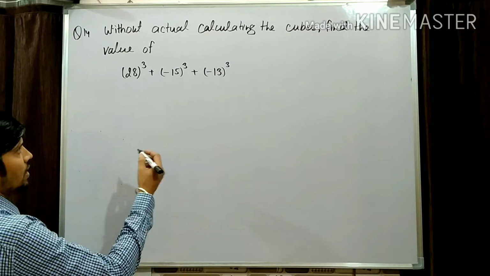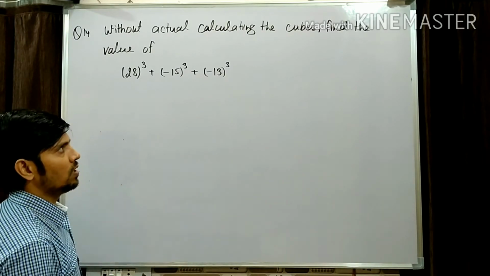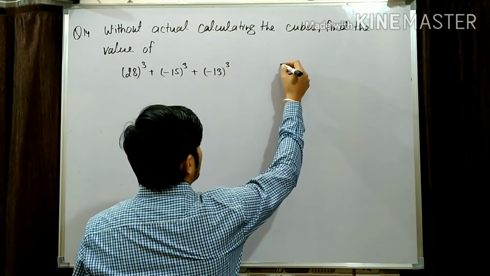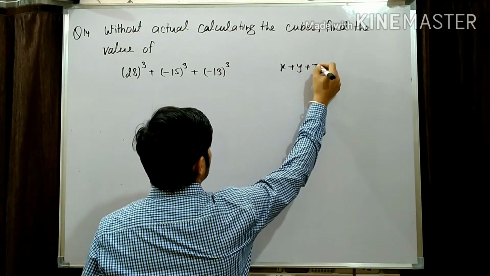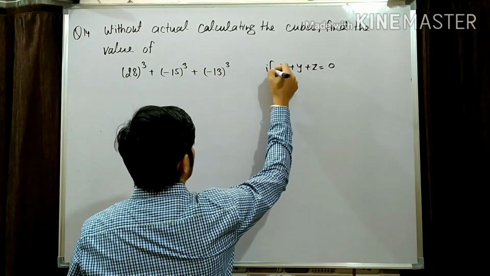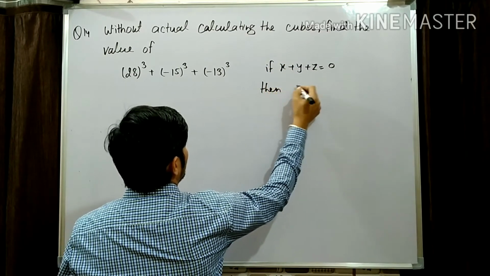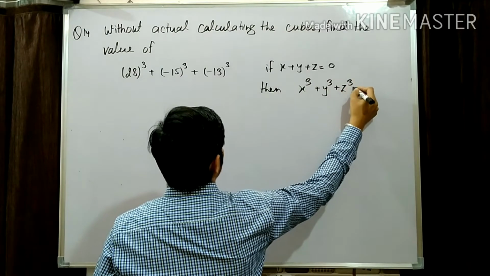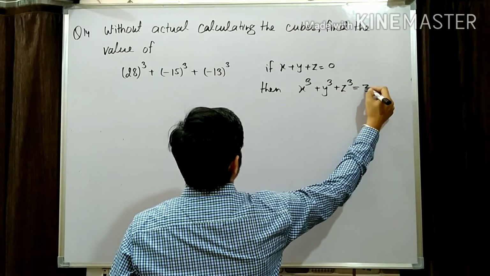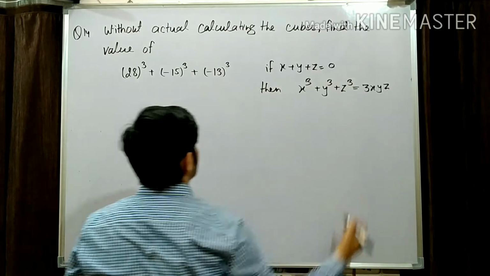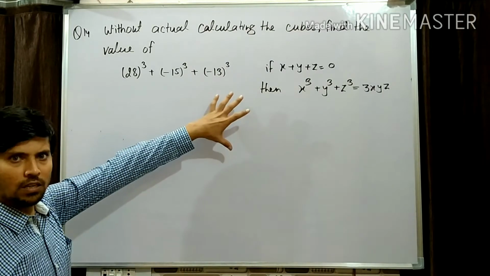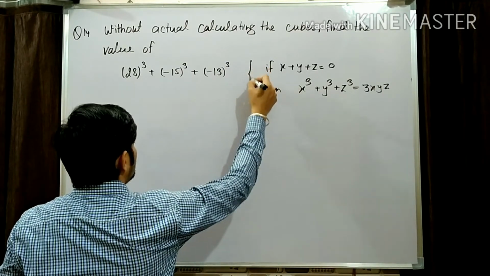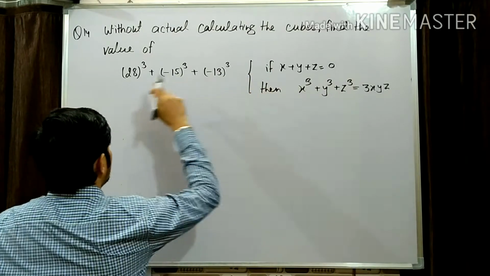First of all, as in the previous question, we have proved that if x plus y plus z equals 0, then x cube plus y cube plus z cube is equal to 3xyz. We read this identity. So we are going to check whether this holds.